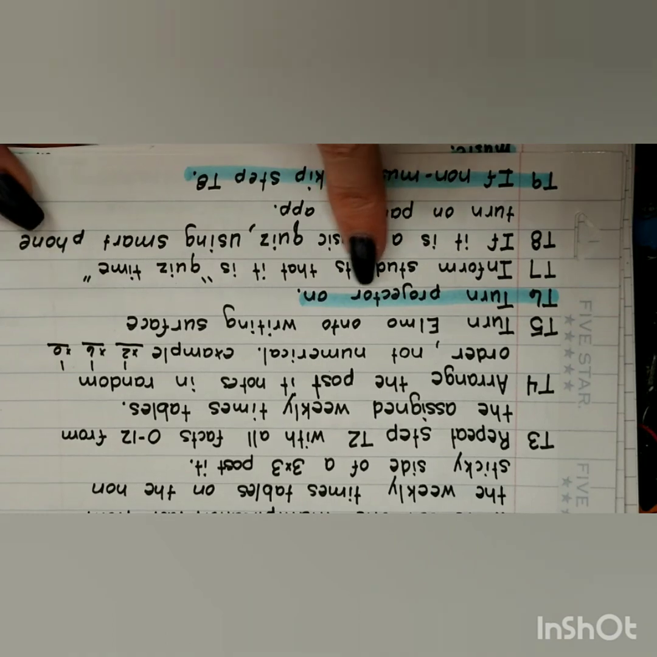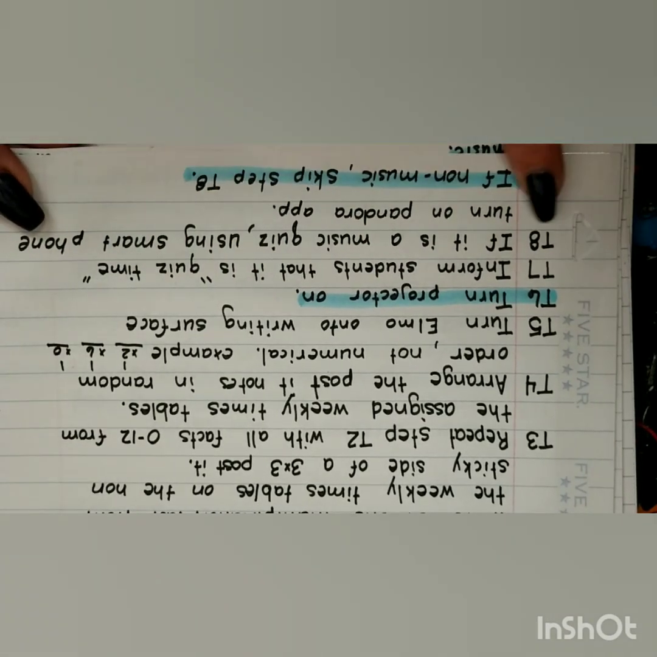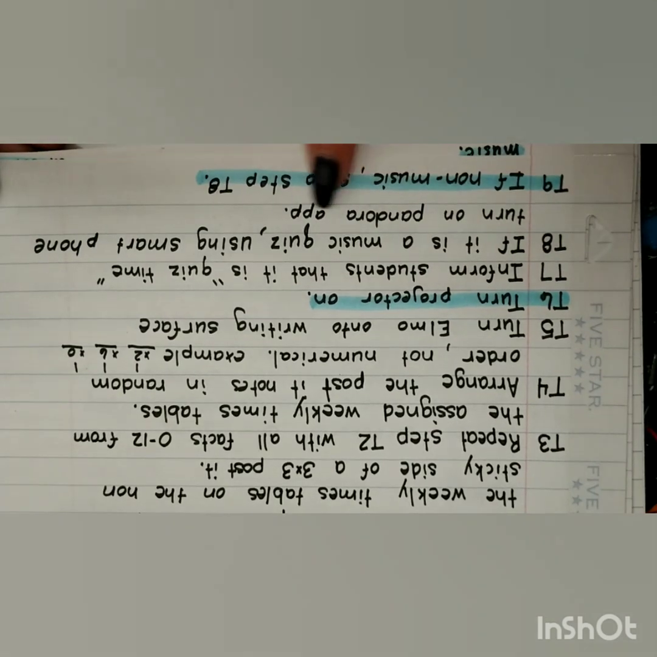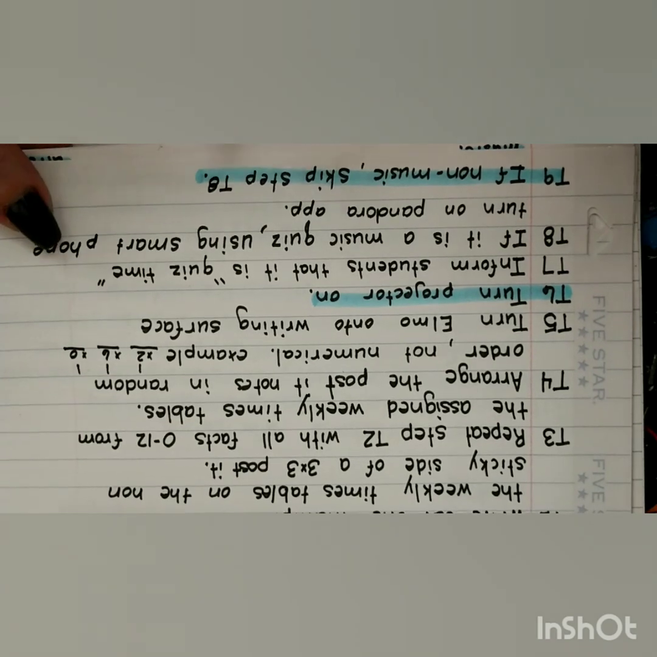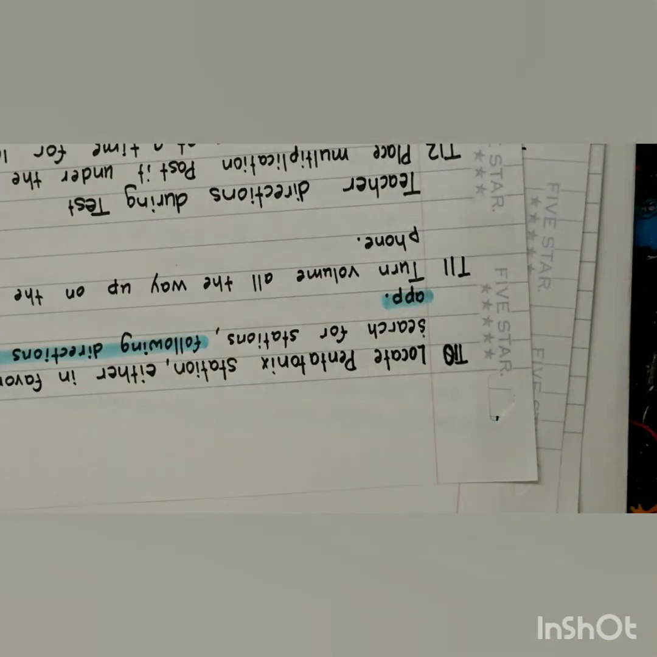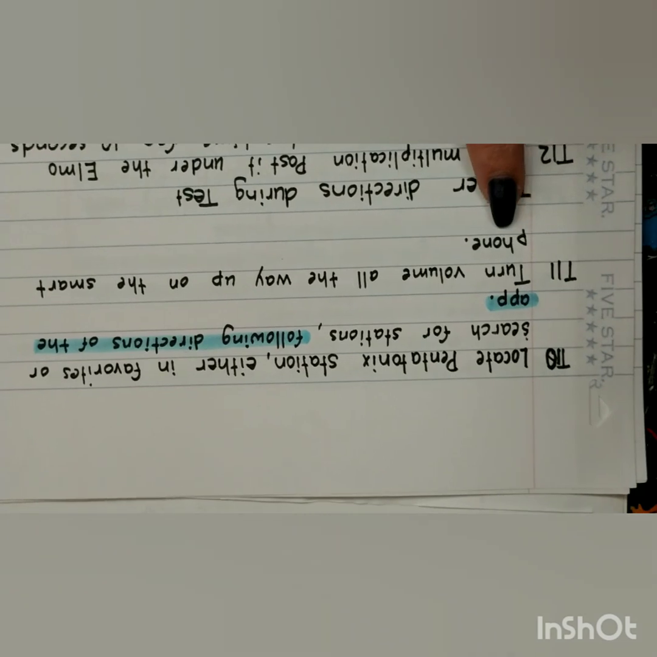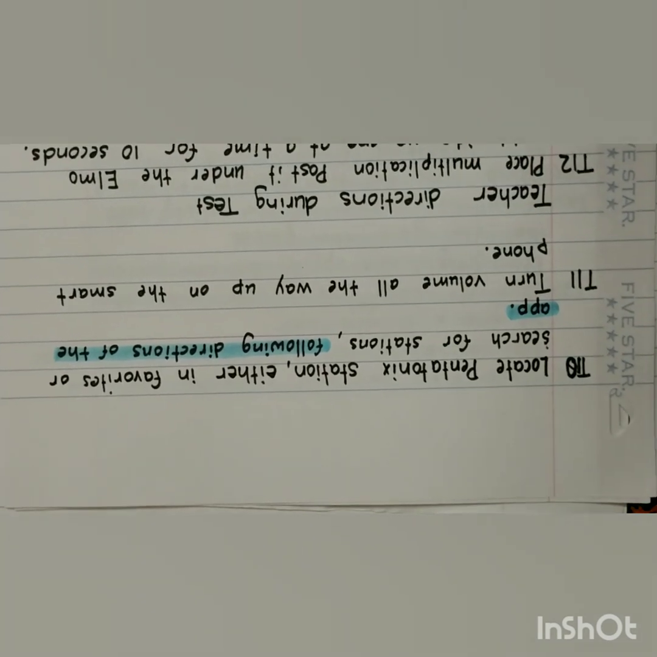T7, inform students that it is quiz time. T8, if it is a music quiz using smartphone, turn on Pandora app. T9, if non-music quiz, skip step T8. T10, locate Pandora station either in favorites or search for stations following directions of the app. T11, turn volume all the way up on the smartphone.